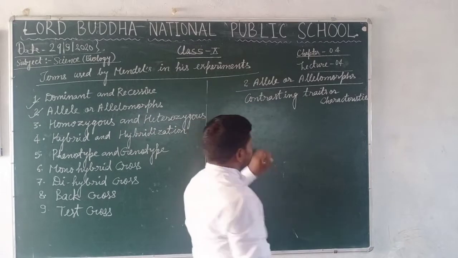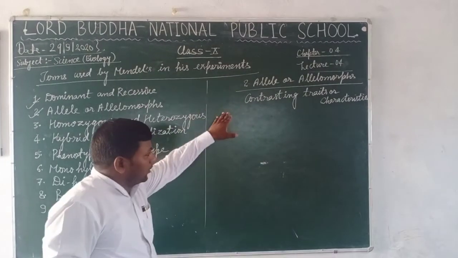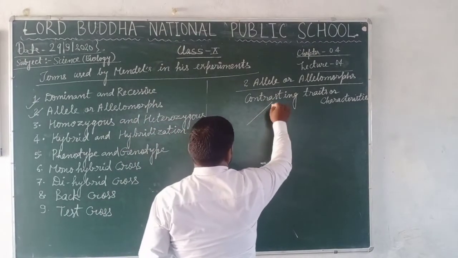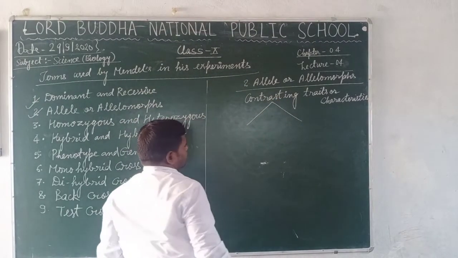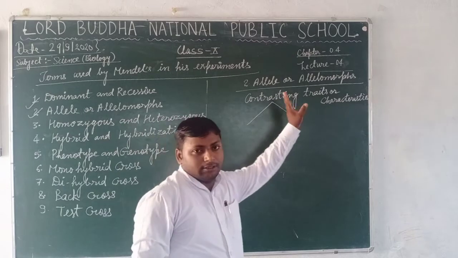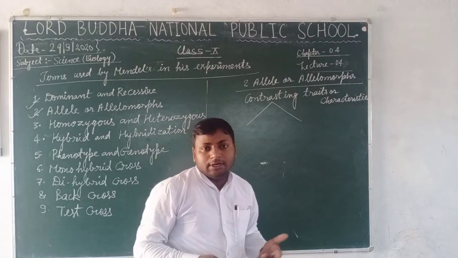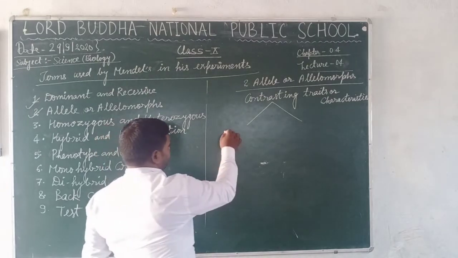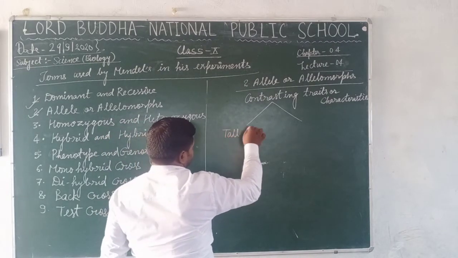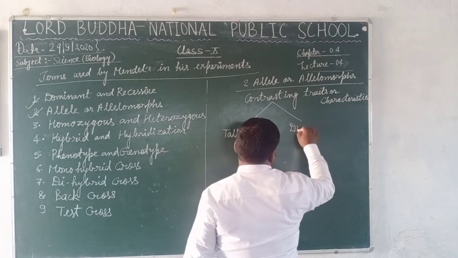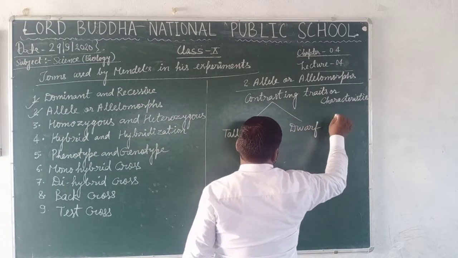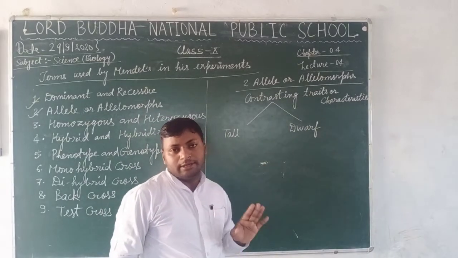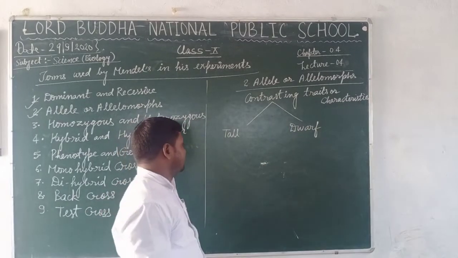Traits are characteristics. What are contrasting traits or characteristics? The contrasting traits or characteristics are the kind of characteristics which have the opposite physical appearance. For example, tall and dwarf are the two contrasting pair of allele for the height of the plant stem.